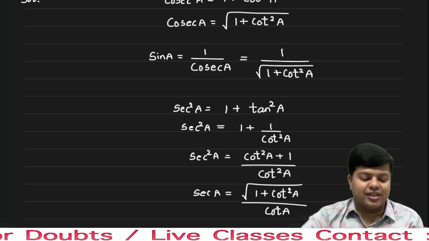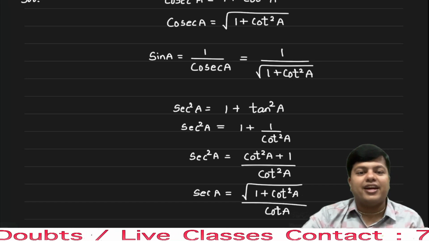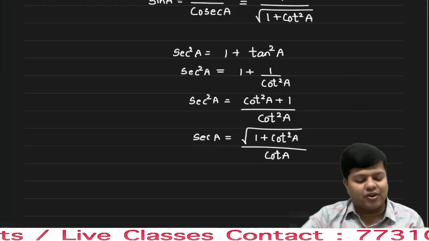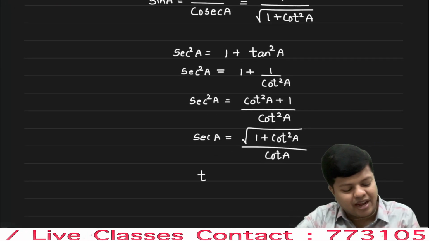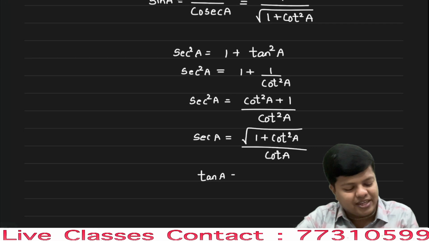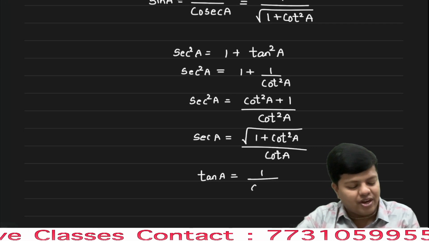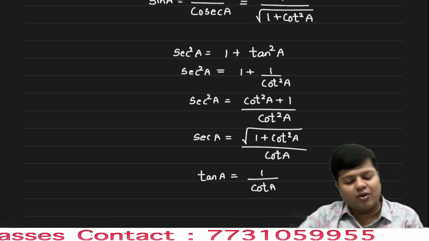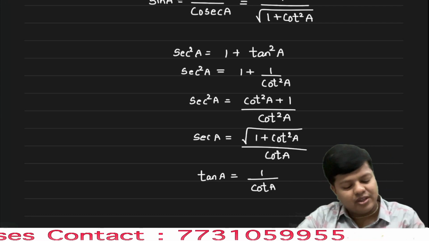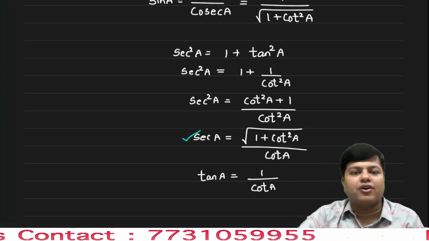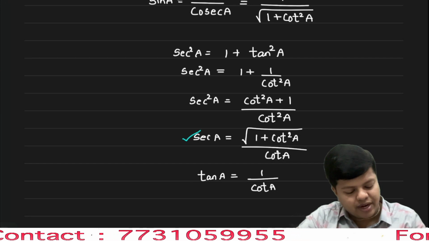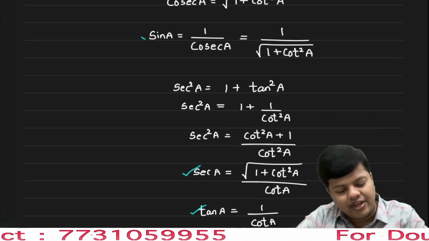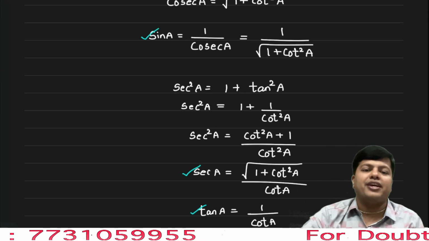Yes sir, sin A has come, secant A has come. Now what was asked, and tan A in terms of cot A, that is one step. Writing tan A in terms of cot A, what is it, friend, 1 by cot A. Tan A you got as 1 by cot A. So what all we got? These three. Secant A you got in terms of cot A, tan A you got in terms of cot A, and sin A you got in terms of cot A.